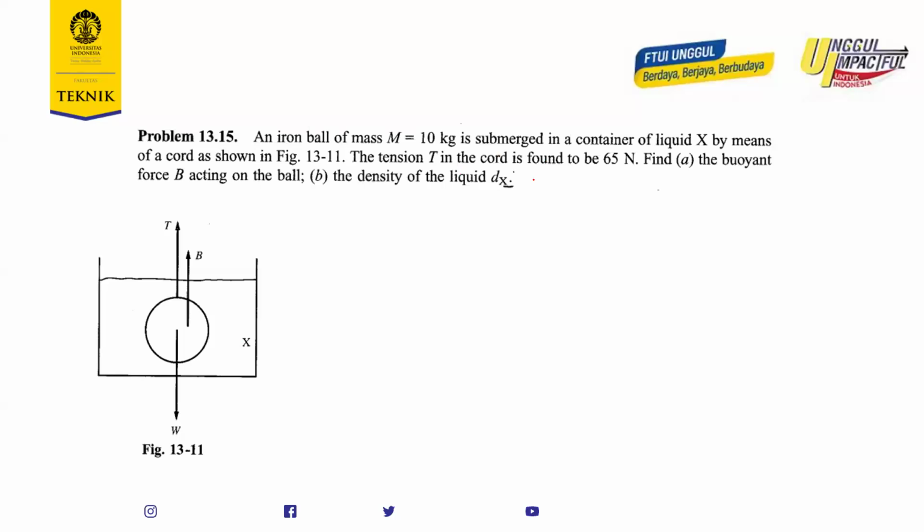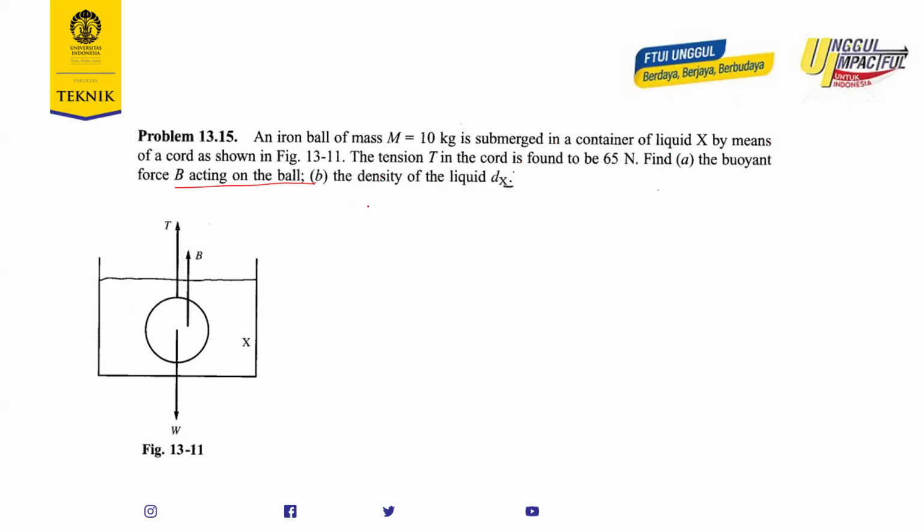Okay, let's see this problem. The iron ball of mass M is 10 kilograms, and there is a buoyant force B acting on the ball. So we can calculate by Newton's first law, right?